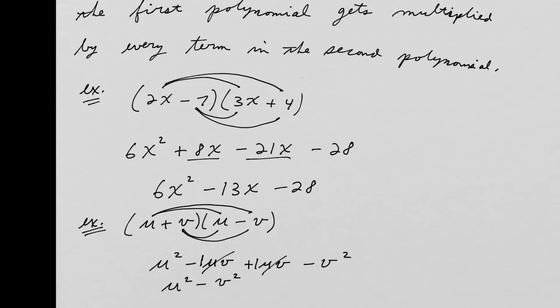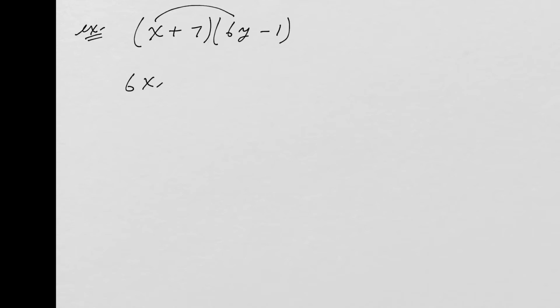So sometimes you can't simplify the final answer. You just can't do anything else with it. So, for example, if I had this, say x plus 7 times 6y minus 1. If I multiply x times 6y, I'm going to get 6xy. Usually I do it in alphabetical order like that. x times negative 1 is negative x. 7 times 6y is plus 42y.